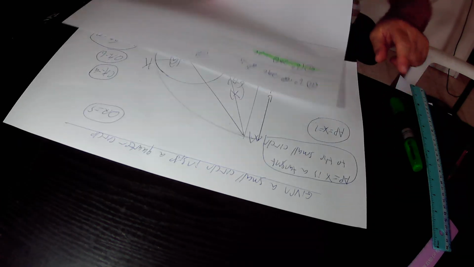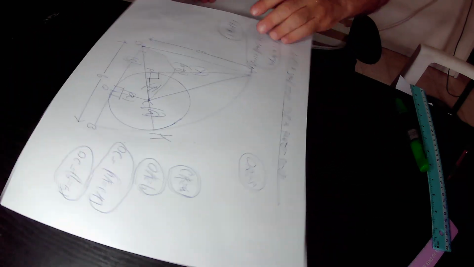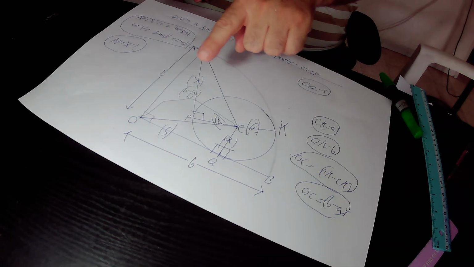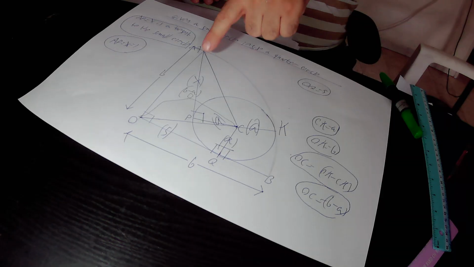In the next step, we do a construction, that is to say, from this point C, we will draw a perpendicular on AO. Again, from point C, we will draw a perpendicular on AO.